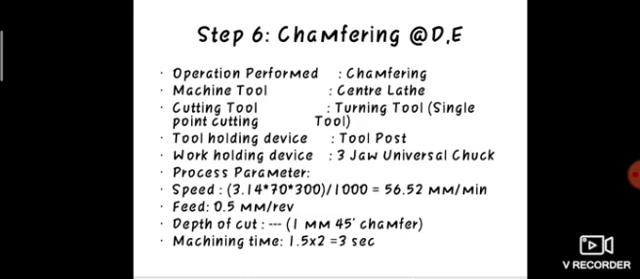Operation performed is chamfering. The machine tool is center lathe, cutting tool is turning tool, work holding device is 3 jaw chuck, tool holding device is tool post. Process parameters are feed, speed, depth of cut, machining time. Machining time is 3 seconds.